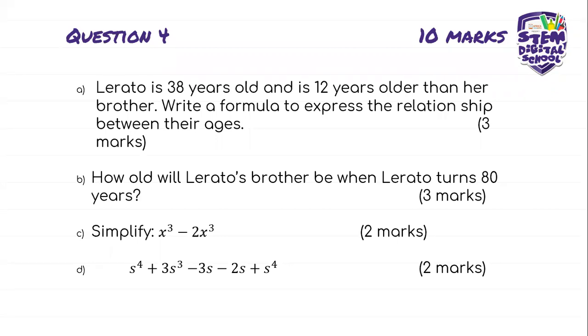Well, Unkabet says, because Lerato is 12 years older, then this means we must just subtract 12 from the age of Lerato in order to get the age of Lerato's brother. And I fully agree.